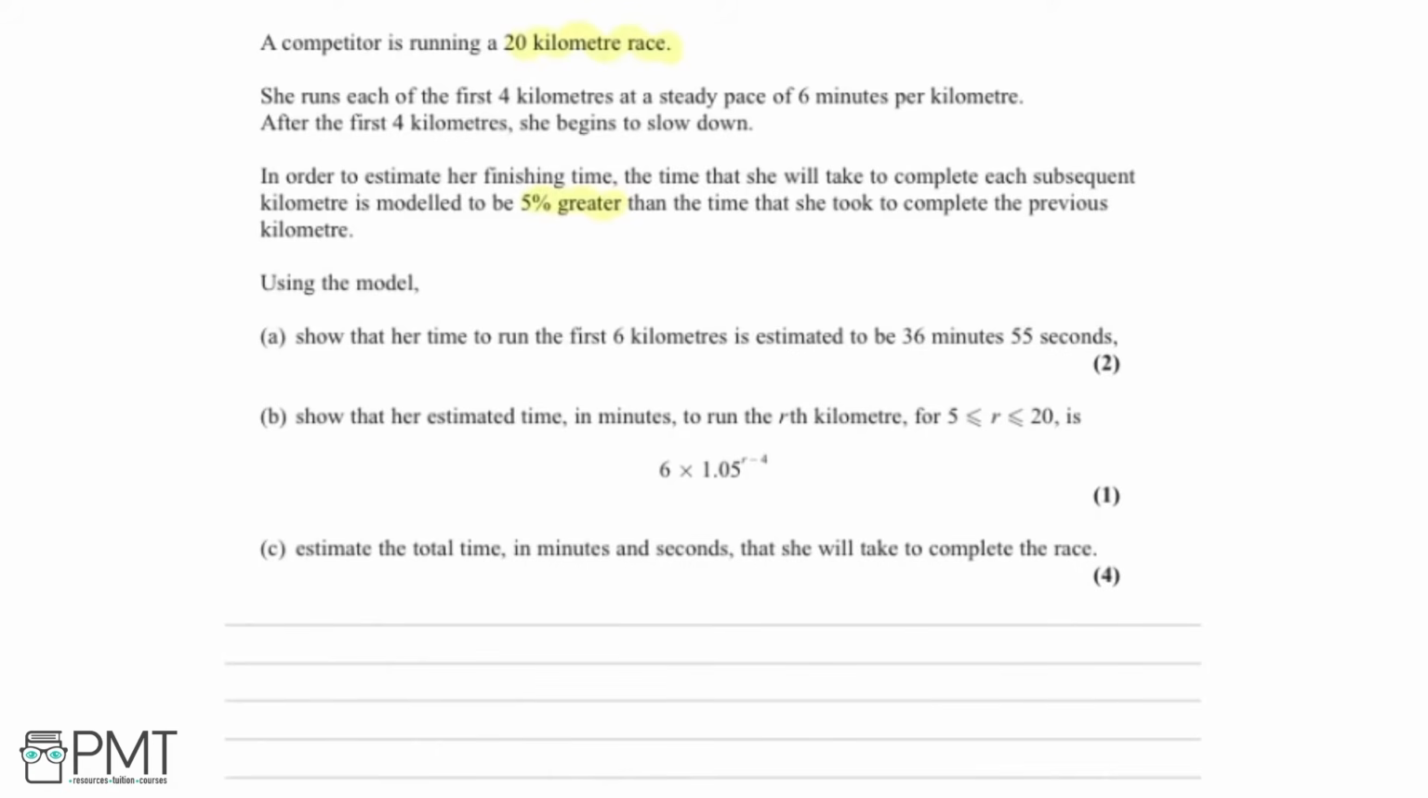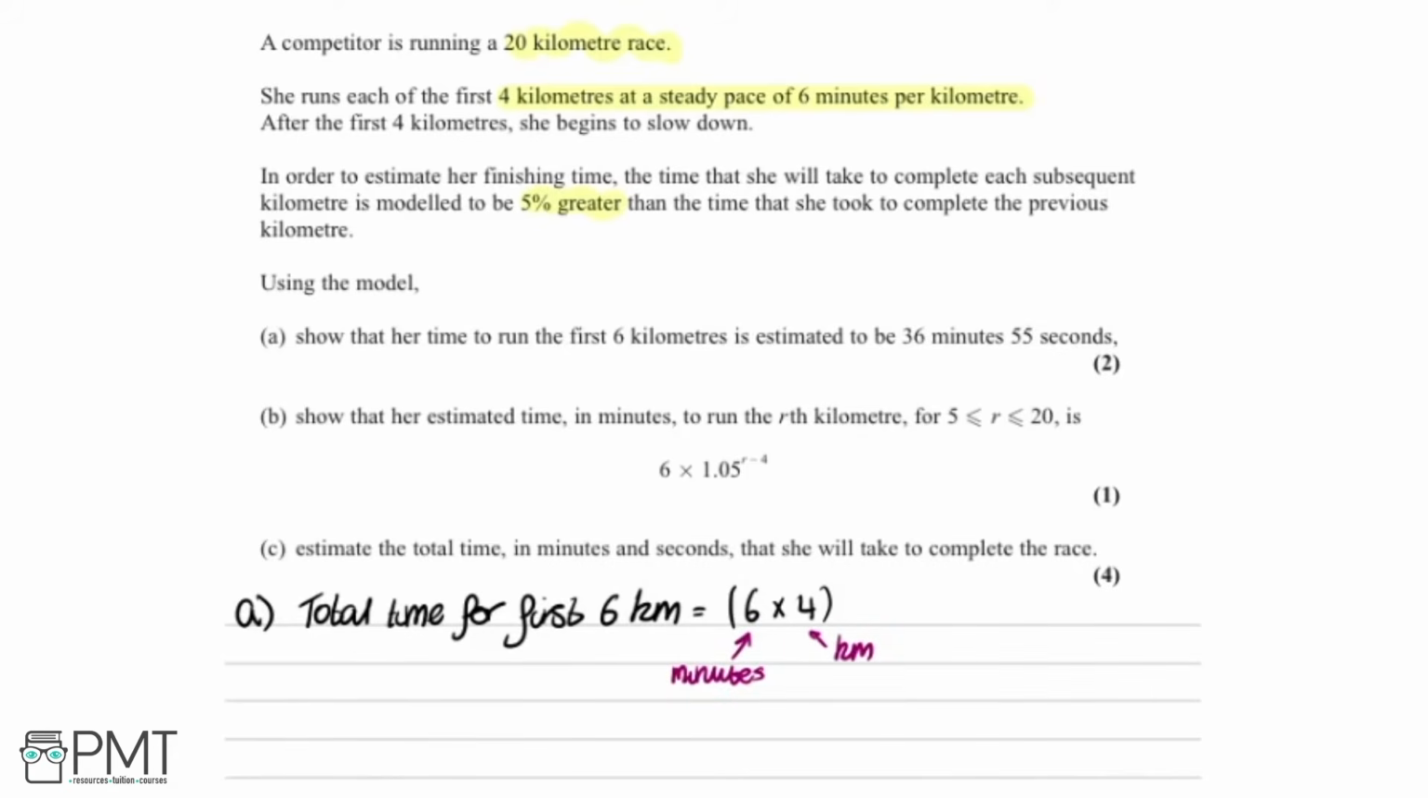So using this model, part A says we need to show that her time to run the first 6 kilometers is estimated to be 36 minutes and 55 seconds, and this is for 2 marks. So to work out the total time for the first 6 kilometers, we need to have a look back in the question at some of the detail. We see she runs the first 4 kilometers at a steady pace of 6 minutes per kilometer. So we can write this down here. This would be 6 times 4, because this is the kilometers, and it's going to take 6 minutes to run each kilometer, so it will be 24 minutes in total.